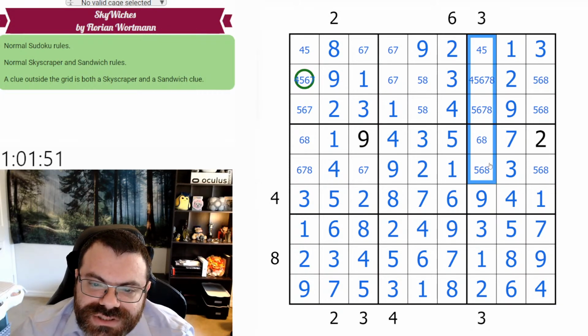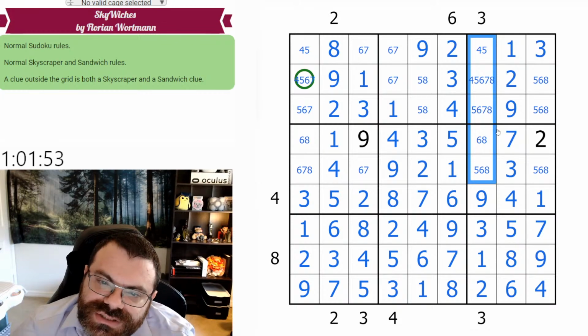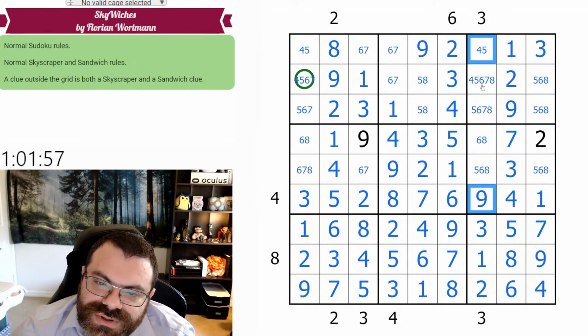So we always see the 9. So we can only see two cells here. We're going to see this one. We're going to see this one. So we only get to see one more.